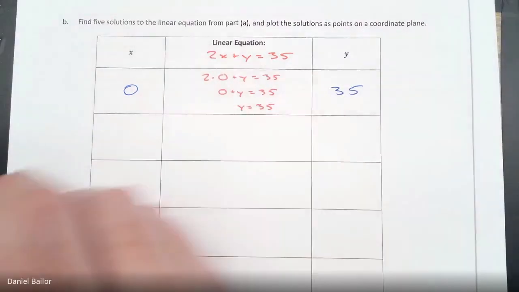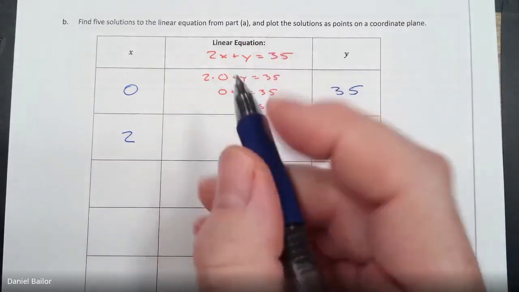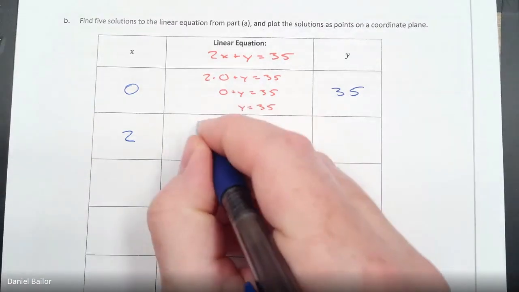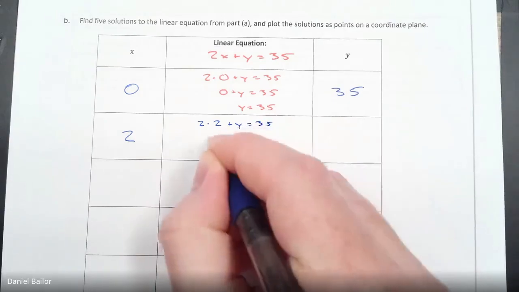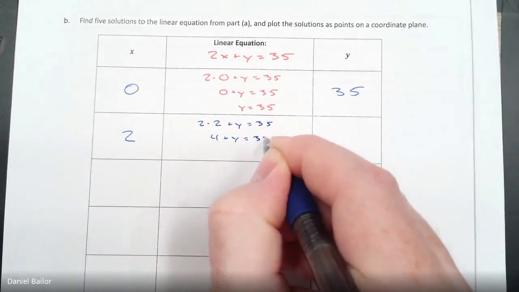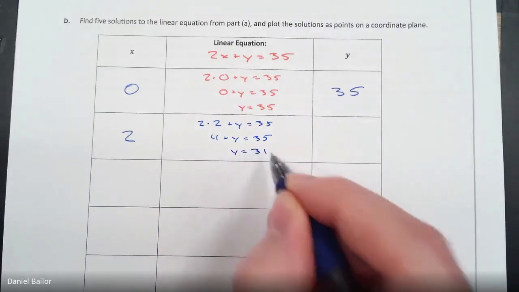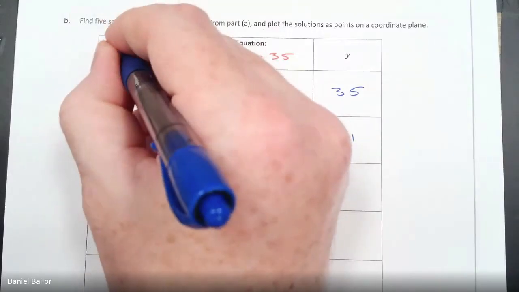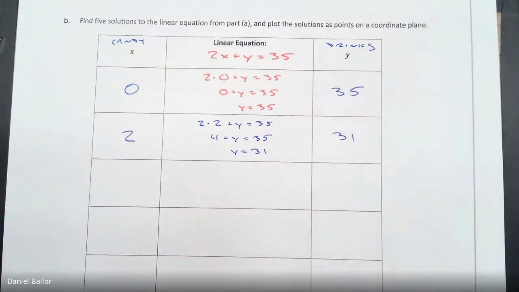What happens if you want 2 candies? Notice I'm not going 0, 1, 2, 3, 4, just to mix it up a little bit. If you want 2 candies, that's 2 times 2 plus y equals 35. 4 plus y equals 35. Subtraction property of equality, minus 4 on both sides, y is 31. So if you buy 2 candies, you can have 31 drinks. Candy, drinks. Let me label my x and y.